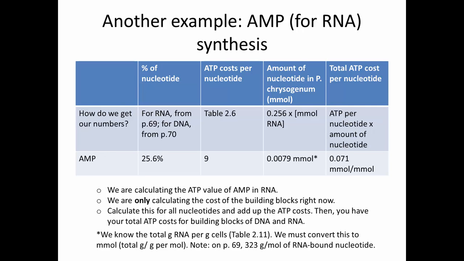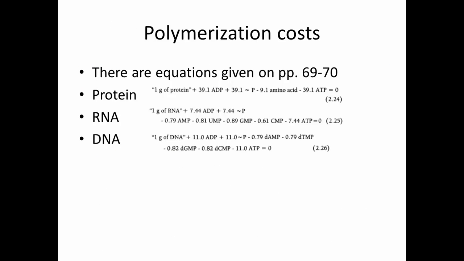Okay, arginine AMP. Now what do we do about polymerization costs? It's well and good to calculate the ATP for making all these things, but how do we put them together? Again, that information is on the information-packed pages 69 and 70. You've got these three equations here.